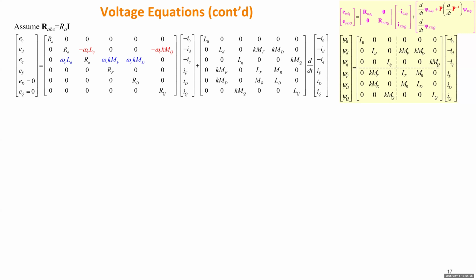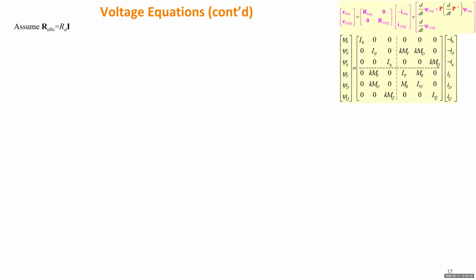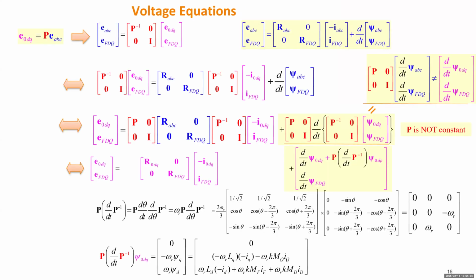I ignore some steps. Similarly, what you need to do is, on the paper, if you want to prove I didn't make a mistake, you just plug in this one here, or maybe this one here. Okay, and RABC is basically the diagonal matrix of RA.